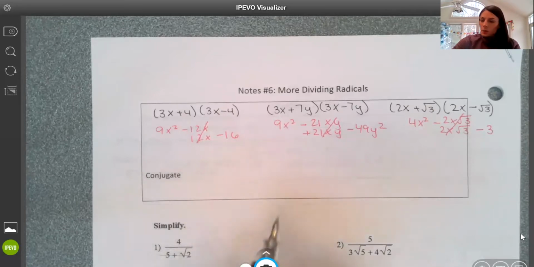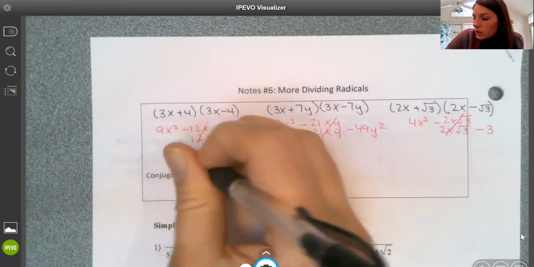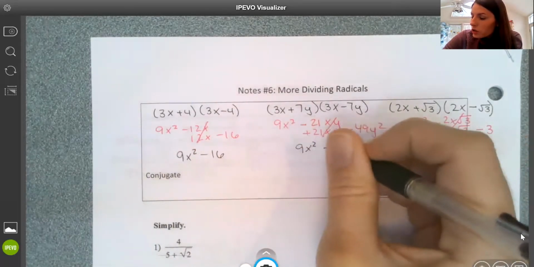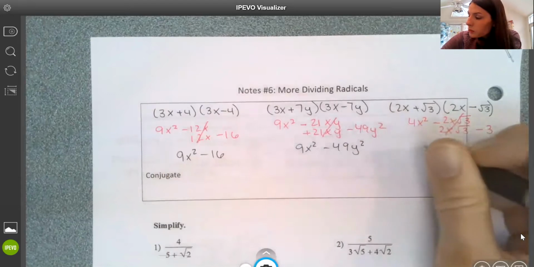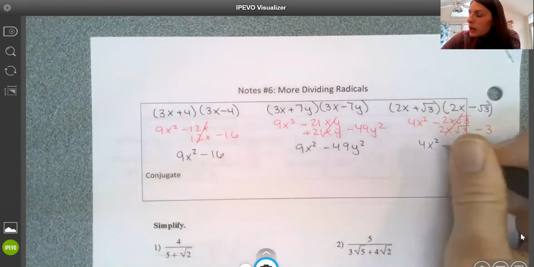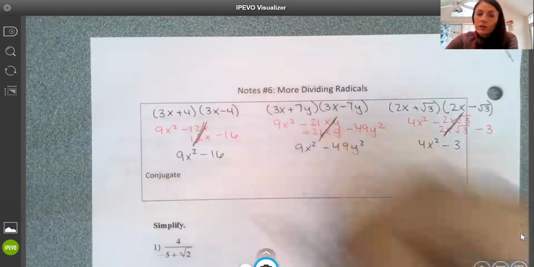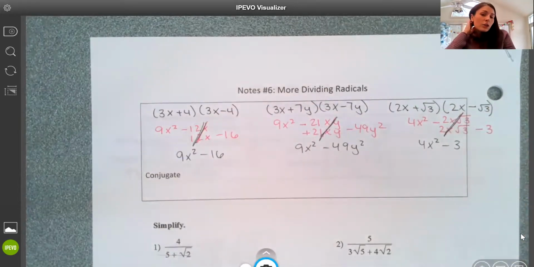It always cancels that middle term, right? So my final answer here is just 9x squared subtract 16, or 9x squared subtract 49y squared, 4x squared subtract 3. But every time, this middle term cancels. And that's called using a conjugate to undo that middle term.